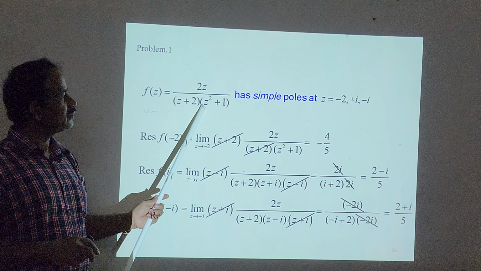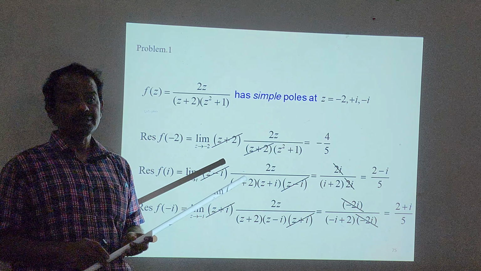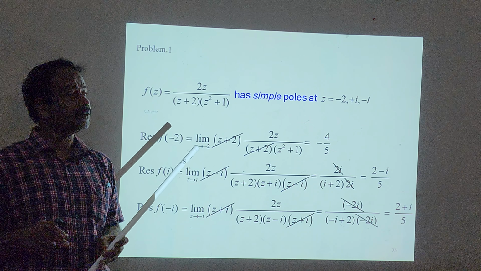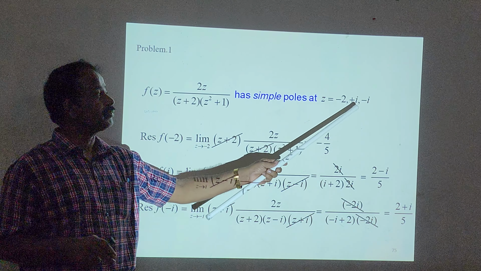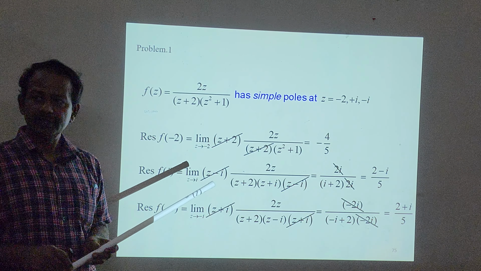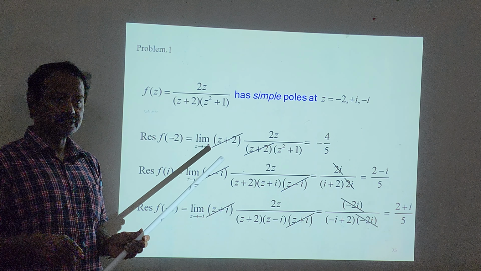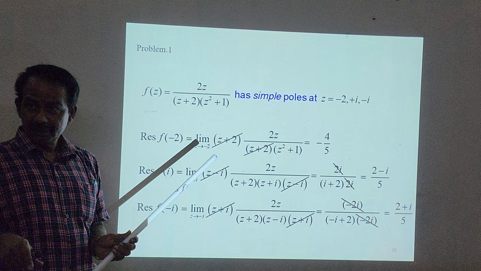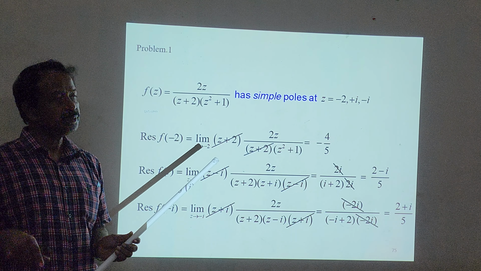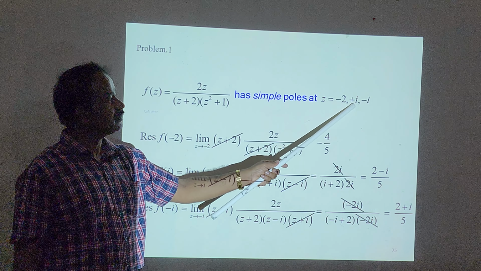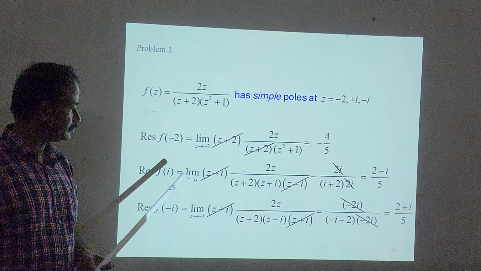Then here, z square plus 1. Z square plus 1 equals 0. So z square will be minus 1. So z will be plus or minus i. I repeat, z square plus 1 equals 0, so z square equal to minus 1, and z will be plus or minus i. So z will have plus i and minus i.